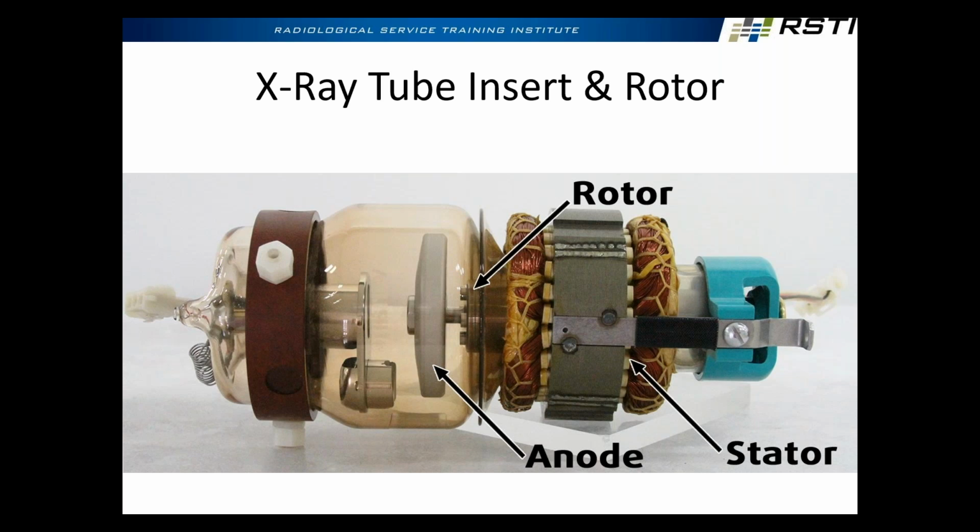The reason we have right-handed and left-handed tubes is for patient safety. When you have a patient standing at the wall, you want the hardest part of the beam that's going through their chest to be closest to their brain. All right? So if we rotate the tube so that the anode is up, the hardest part of the beam is going to be closest to the brain.